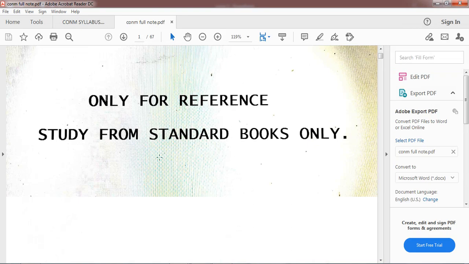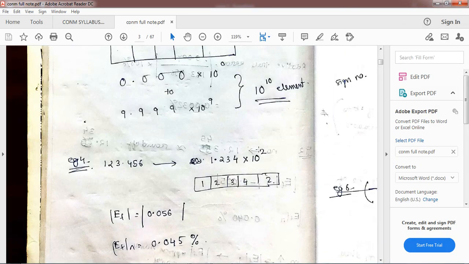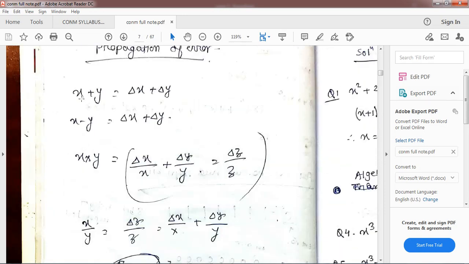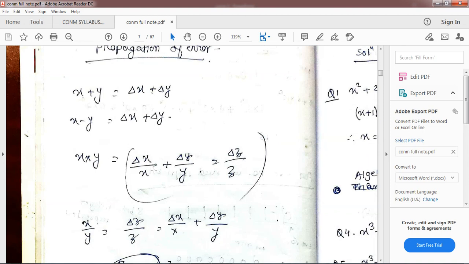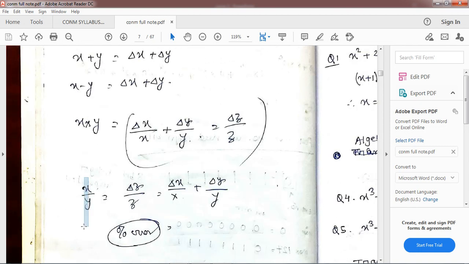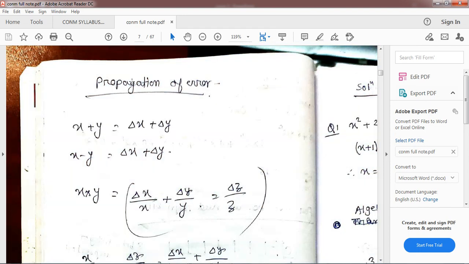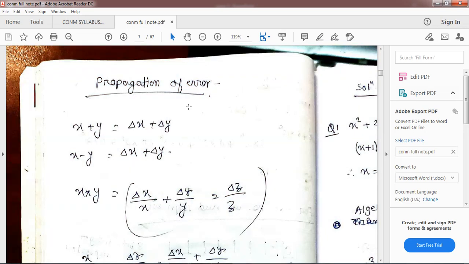Okay, only for reference purpose, always study from standard books. Whenever I am subtracting two values, I have to add the errors. What if we do multiplication of two values? In that case, this is how we are going to consider the errors: delta x by x plus delta y by y. Division also falls under propagation of error. We will discuss this later on in a more detailed manner. This is just an introduction of the terms.